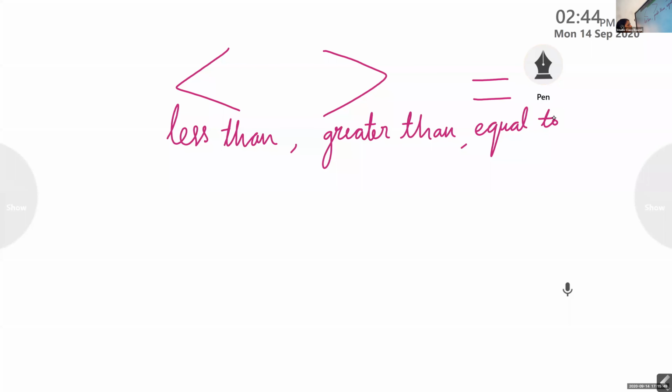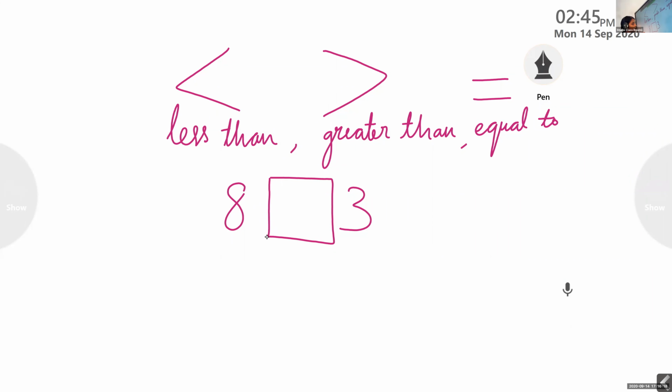Now let me give you some numbers and you have to fill in the blanks. You have to fill with the symbols between two numbers. I'm writing here two numbers, 8 and 3. Which symbol will we use here? Is it less than or greater than or equal to? Greater than. Very good.